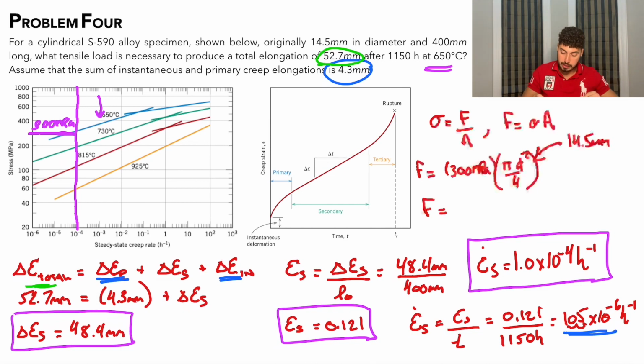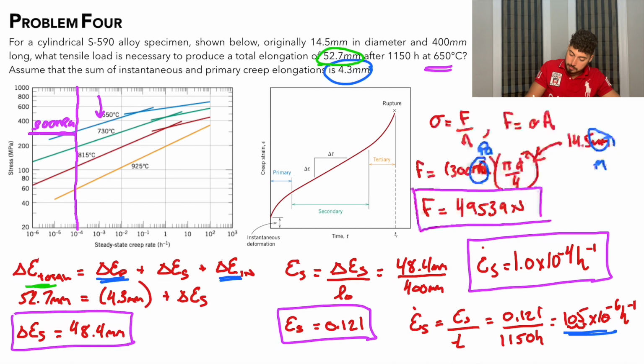However, I want to go over one last thing. Make sure, again, we're changing this to pascals and we're changing this to meters. That's going to give you a value in newtons and simplify the problem for you. So that's how you proceed in solving a creep problem.